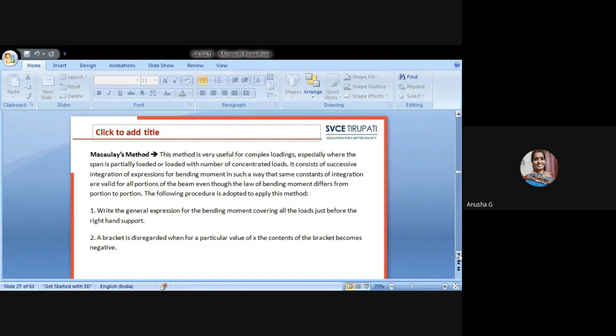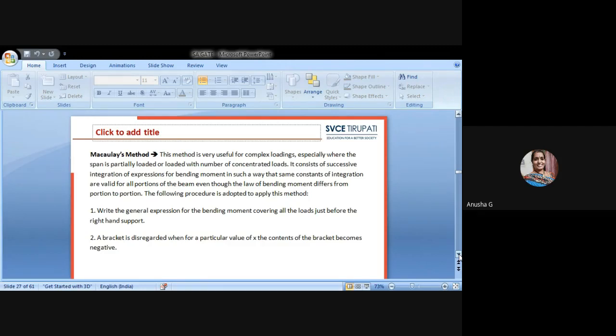Even though the law of bending moment differs from portion to portion, there will be a difference. Suppose if you observe one column, a total of 10 or 20 loads may be acting on it. There is a 100 kilonewton load acting. For another column, only a 10 kilonewton load is acting. The difference between these two loadings, how they will be balanced, and what procedure we have to adopt here, now we'll see step by step.